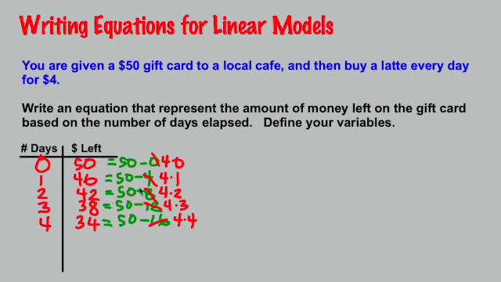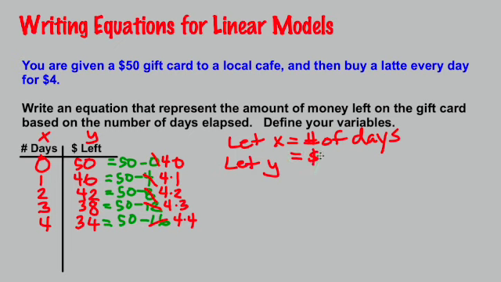So here's how this equation is going to work. What we need to do is define our variables, because we're going to be using variables that represent those two situations, the amount of money left and the number of days. So I'm going to say X is the number of days and Y would be the amount of money left. I'm going to define my variables by saying this over here. Let X equal the number of days, and let Y equal the amount of money left over.